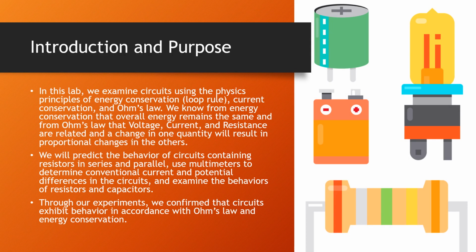Introduction and Purpose. In this lab, we examine circuits using the physics principles of energy conservation, current conservation, and Ohm's law. We know from energy conservation that the overall energy remains the same, and from Ohm's law that voltage, current, and resistance are related, and a change in one quantity will result in proportional changes in one or two of the others. We will predict the behavior of circuits containing resistors in series and parallel, and we'll measure them.